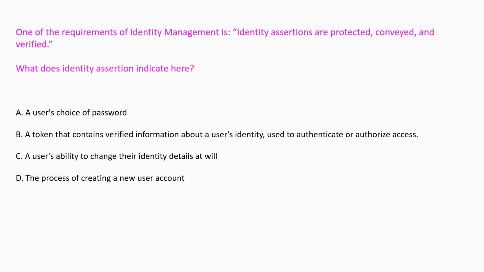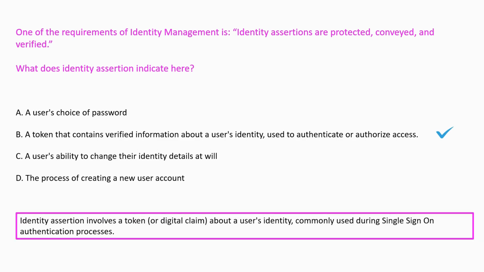One of the requirements of identity management is identity assertions are protected, conveyed and verified. What does the identity assertion indicate here? Correct answer is option B. It involves a token or digital claim about a user's identity, commonly used during the single sign-on process.